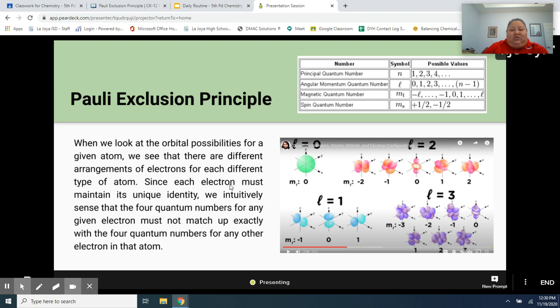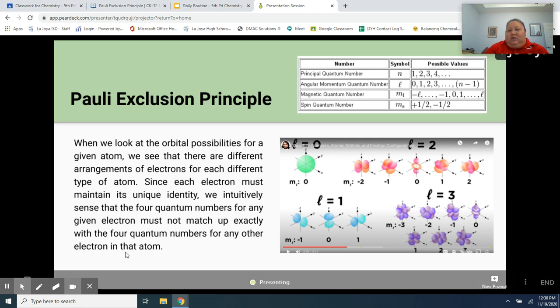Since each electron must maintain its unique identity, we intuitively sense that the four quantum numbers for any given electron must not match up exactly with the four quantum numbers for any other electron in that atom.